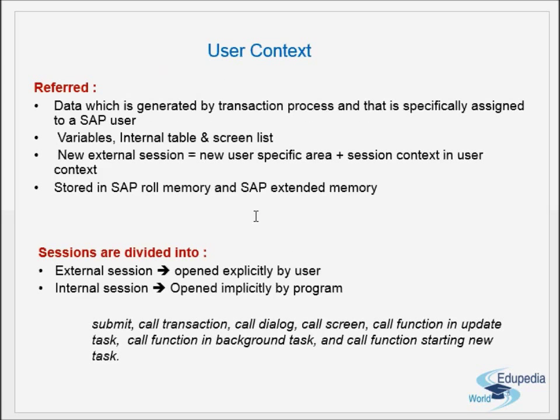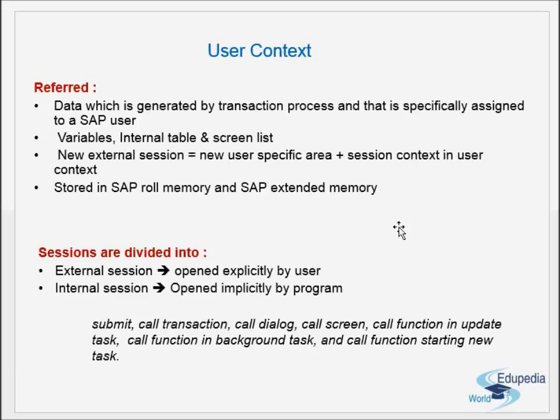Now, user context. It is data which is generated by a transaction process and that is specifically assigned to an SAP user. That is the variables, internal tables and the screen list. A new external session is equal to a new user-specific area plus session context and user context, stored in roll memory and SAP extended memory.